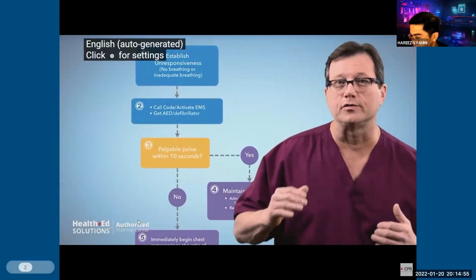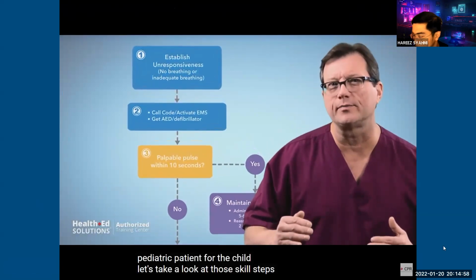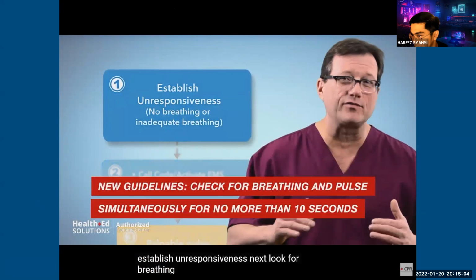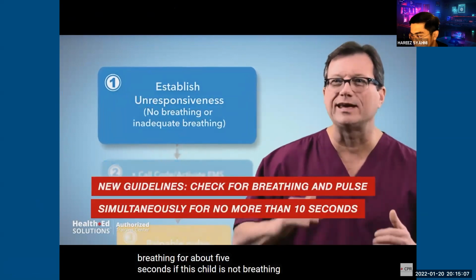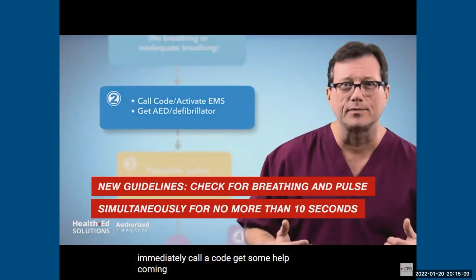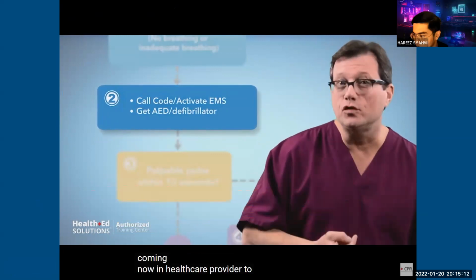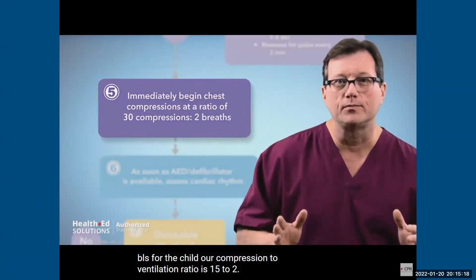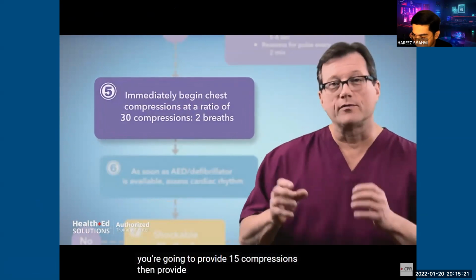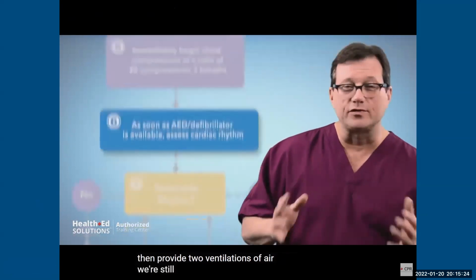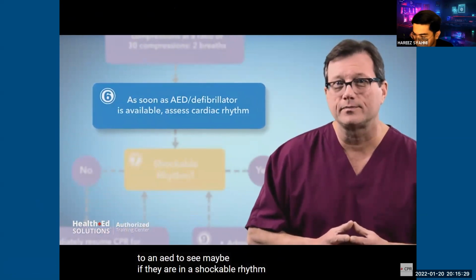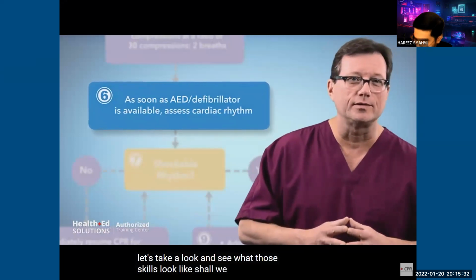Today we're going to review BLS for the healthcare provider, for the pediatric patient, for the child. Let's take a look at those skill steps now. First, establish unresponsive. Next, look to wait for about 5 seconds. If this child is not breathing, immediately call a code, get some help. Now, in healthcare provider, 2 rescuer. We're going to attach this child to an AED to see maybe if they are in a shockable rhythm. Let's take a look and see what those skills look like, shall we?